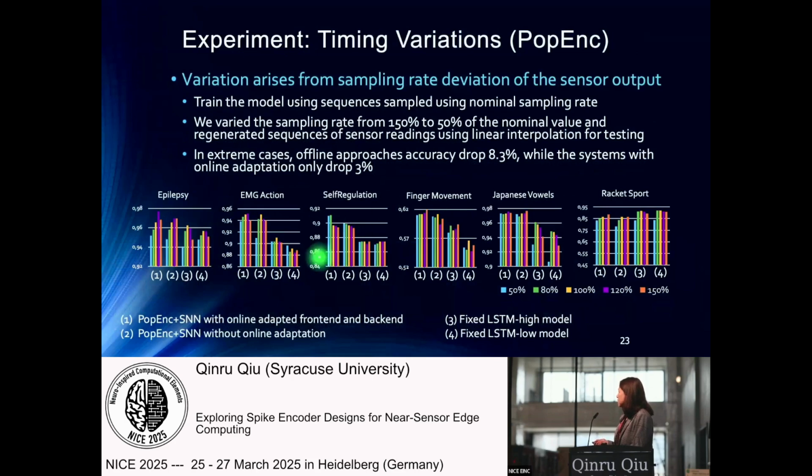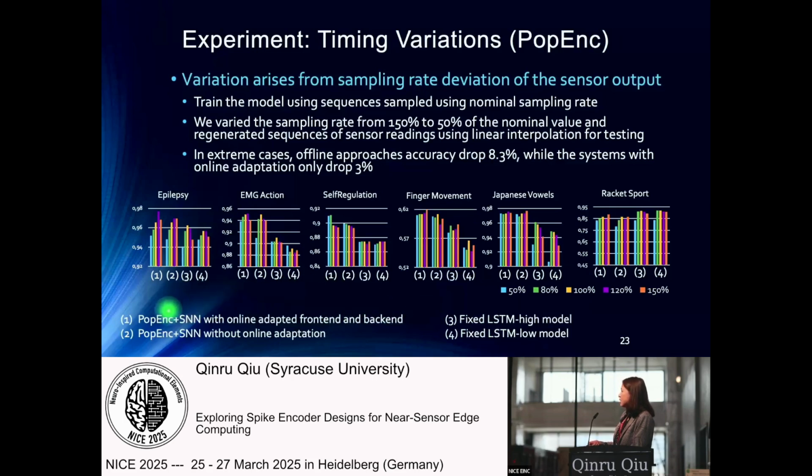And the last experiment shows how the adaptation is important to the frequency variations. So we have an encoder and we trained a classifier using the nominal sampling rate. And then in the testing environment, we vary the sampling rate from 50% to 150% of the nominal sampling rate, and create different testing cases. And 4 different systems are tested.